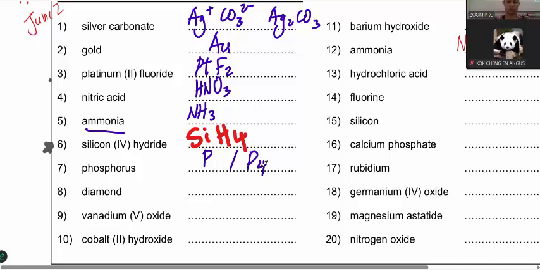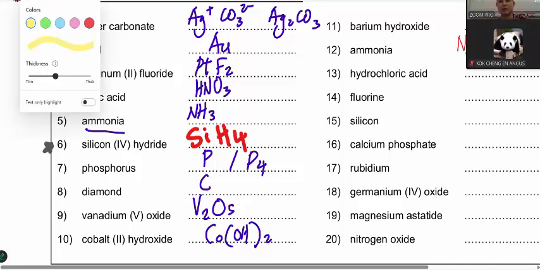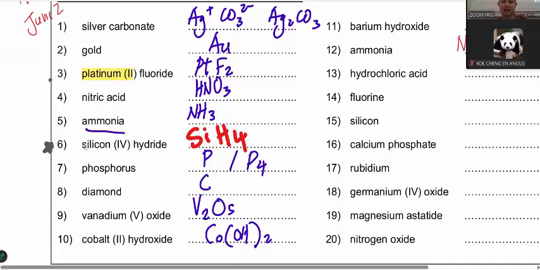Diamond is many, many carbon, so we just write carbon. We don't need to write infinity. Vanadium(V) oxide is V2O5. Cobalt(II) hydroxide. What do you think these things have in common? This one and this one, they are all transition metals. So when they are transition metals, the charge is actually written.